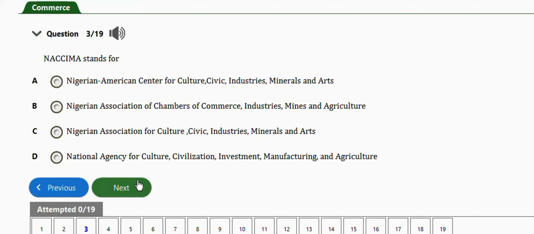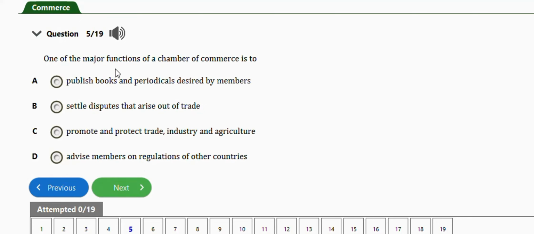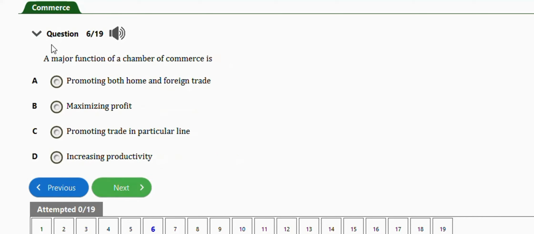Okay, next question. Trade fairs in Nigeria are organized by the Chamber of Commerce. Option C. Next question. One of the major functions of Chamber of Commerce is to publish books and periodicals desired by members, settle disputes that arise out of trade, promote and protect trade, industry and agriculture, advise members on regulations of other countries. Right answer is option C, to promote, protect trade, industry and agriculture. Next question. The major function of Chamber of Commerce is to promote both home and foreign trade. Yeah, that's the right answer, option A.